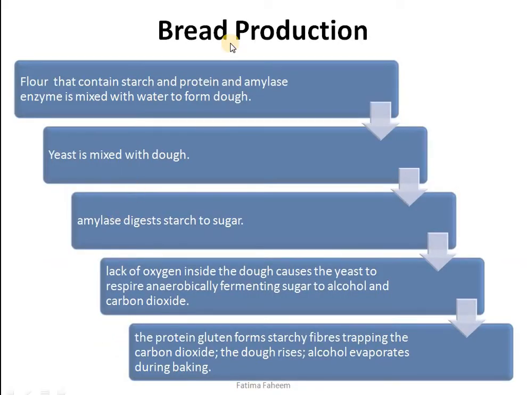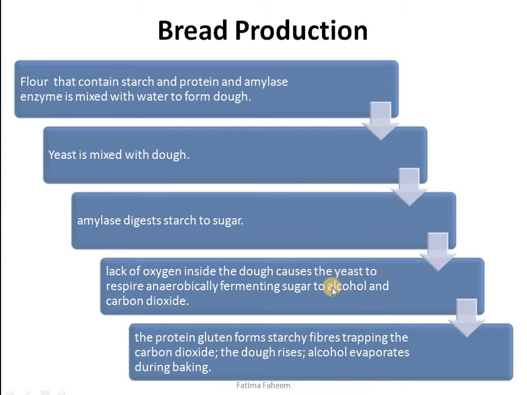The next product is bread. The flour that we use for bread formation contains starch, protein, and amylase enzyme, which is mixed with water to form dough. Yeast is mixed with the dough. Amylase starts to digest the starch to sugar. Lack of oxygen inside the dough causes the yeast to respire anaerobically, fermenting the sugar to alcohol and carbon dioxide.